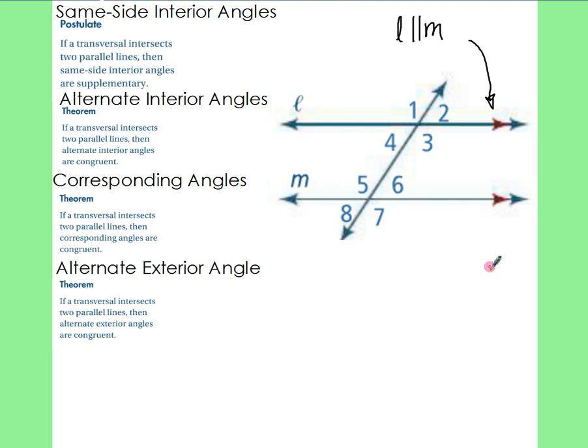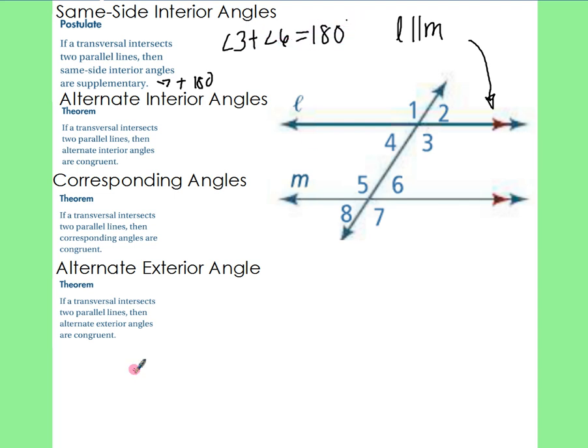Okay? So our same side interior angles postulate says if a transversal intersects 2 parallel lines, then same side interior angles are supplementary. What does supplementary mean? Add to 180, right? So plus to 180. Okay, so on my diagram, what are my same side interior angles? 3 and 6. So angle 3 plus angle 6 is equal to 180 degrees.